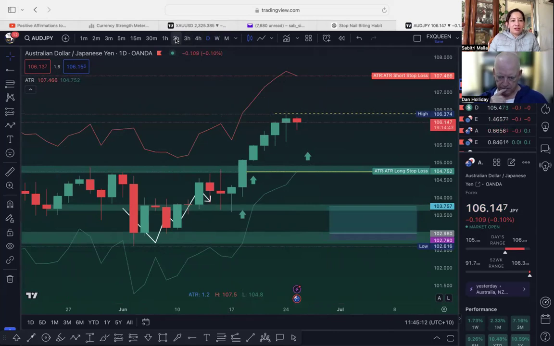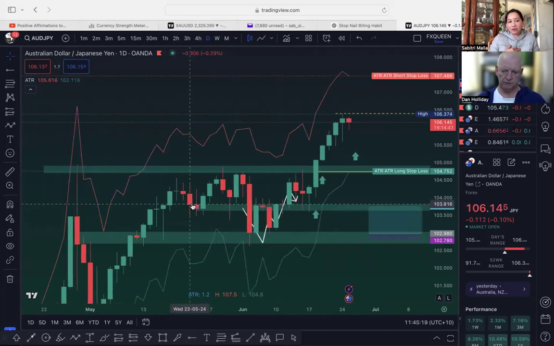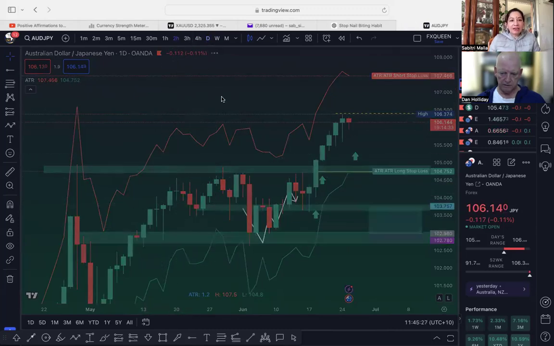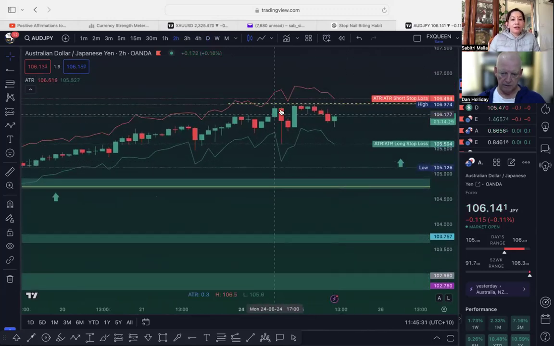But look, it's up to you. Whatever you want to do, it's what works best for you. It may not work best for me. That's why we have to find our own ways of trading. But my answer for you is, if your SL is hitting all the time, this is the tool, the ATR stop loss band. It's called the stop loss band. Where should you put your stop loss?